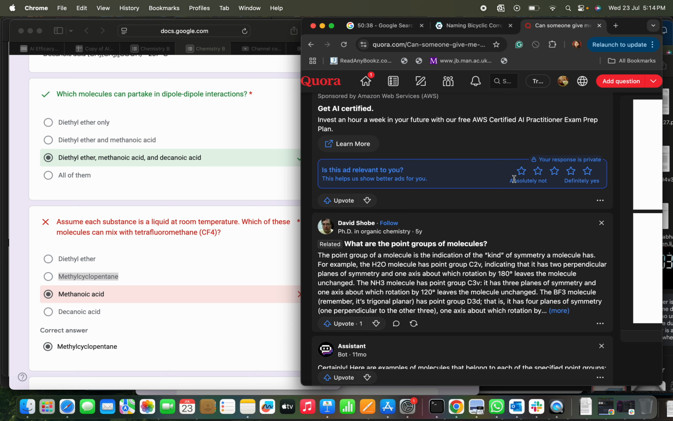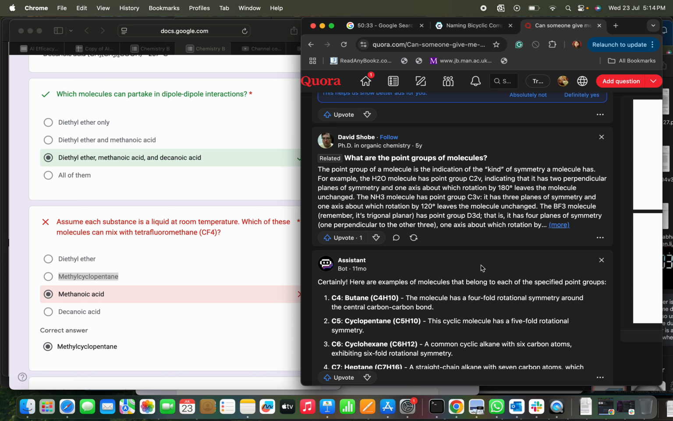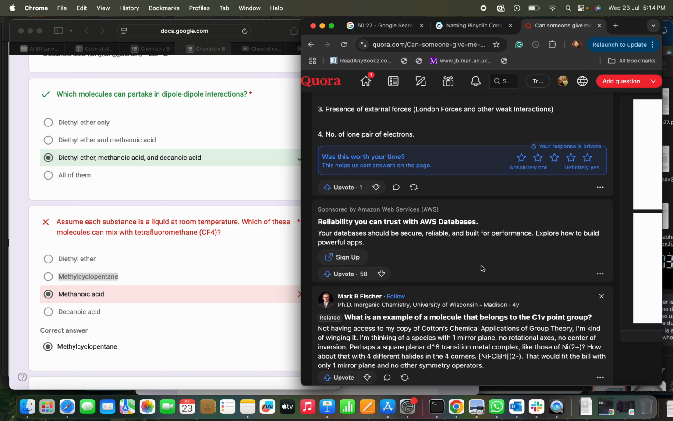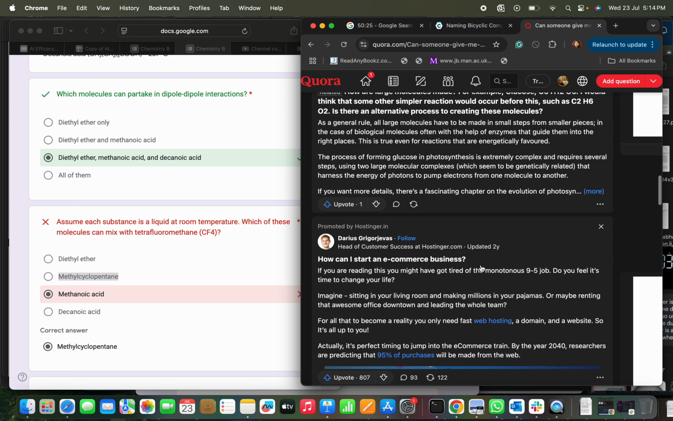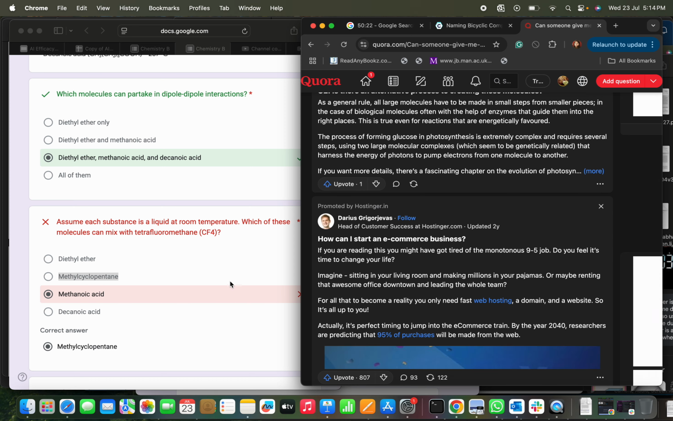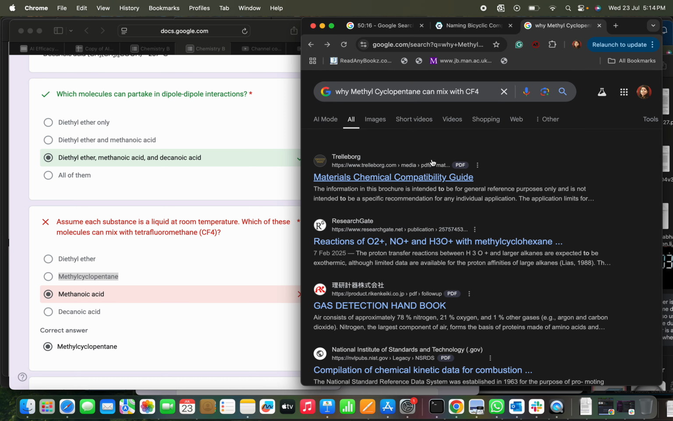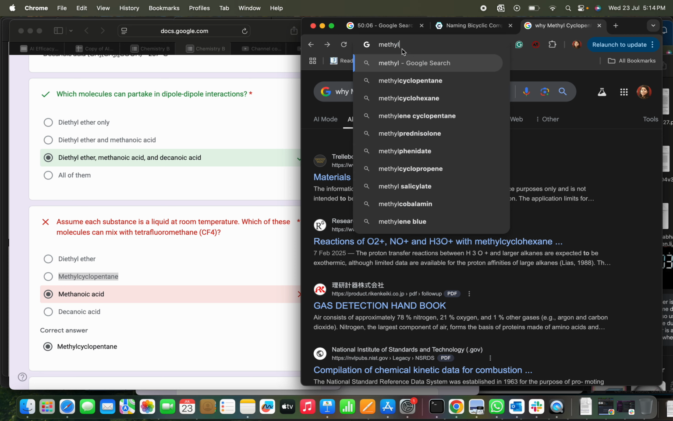There's the indication of the kind of symmetry a molecule has. Water has point group C2. Which of these molecules, assuming that it's a liquid? So methanoic. Okay, what I'll do is methanoic. No, sorry, methylcyclopentane. I'll look at the structure. Maybe I'll have an idea there.